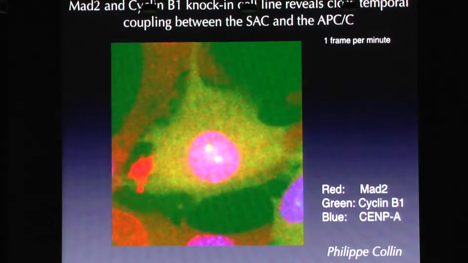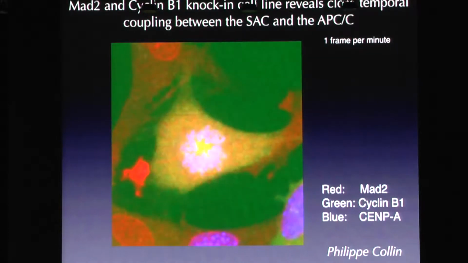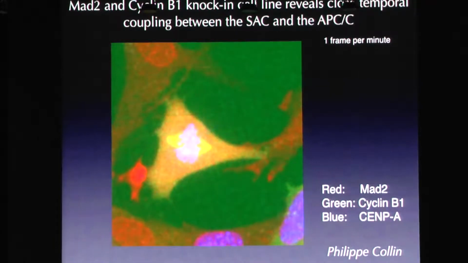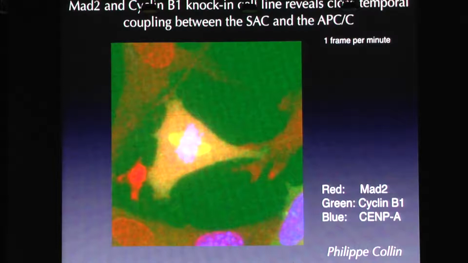So I'm just going to step through the movie, and what you can see here is the envelope was broken down, so you have lots of kinetochores bound to MAD2, so you see lots of magenta kinetochores. You can see cyclin B1 on the spindle poles, and as those kinetochores bind to microtubules, you see the MAD2 beginning to leave. So those kinetochores are turning back to blue again. And very quickly, these are normal diploid cells, RPE cells, very quickly they sort themselves out. And you can see there are only a few kinetochores now that are magenta. So most of them have attached to microtubules.